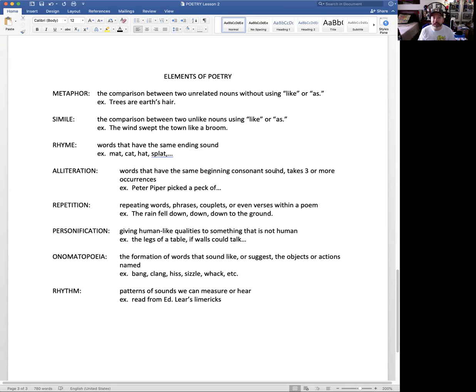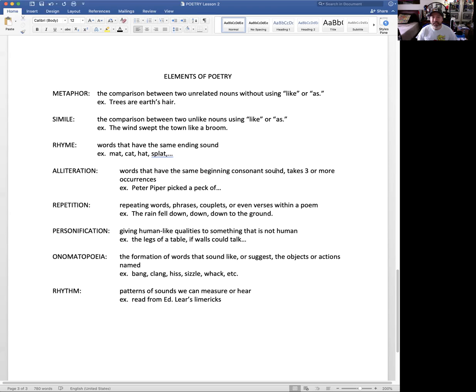Repetition, repeating words, phrases, couplets, or even verses within a poem. So the rain fell down, down, down to the ground. Repetition can add to the rhythm, we'll talk about that, of a poem. Personification, giving human-like qualities to something that is not human. The legs of a table. If walls could talk, for example.